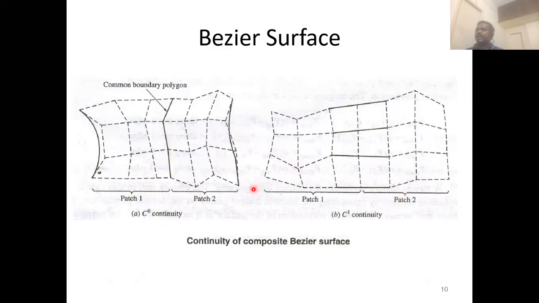Okay, so here is one set of batch, and this is another set of batch. In between you can have C1 continuity or C2 continuity. C1 continuity means it is a little bit smoother than C0. If it is C2 continuity, it is very smooth when compared to C1. That is the point. Okay.